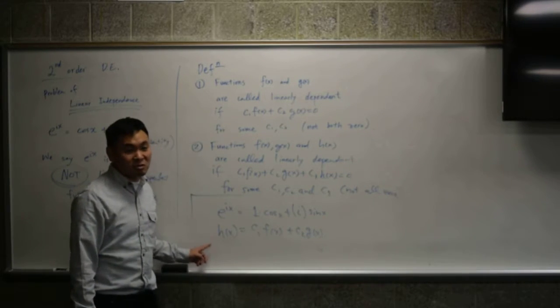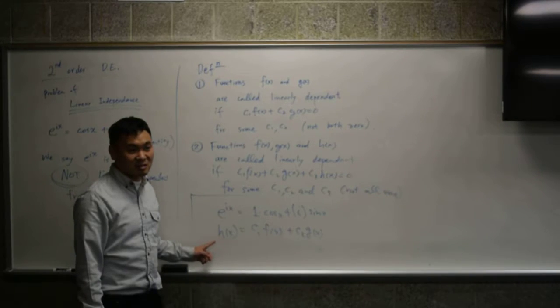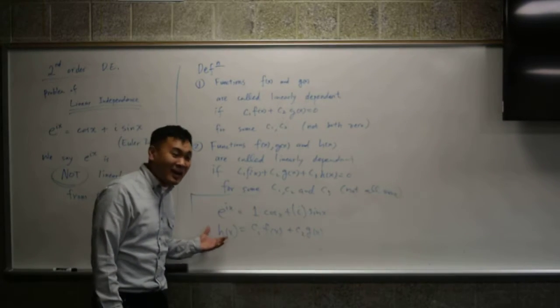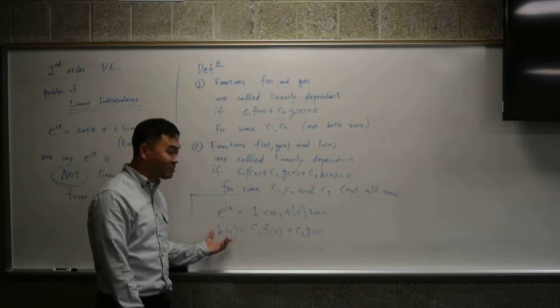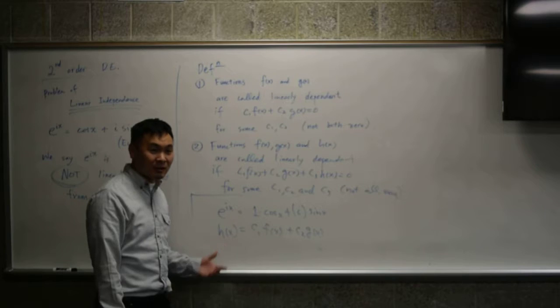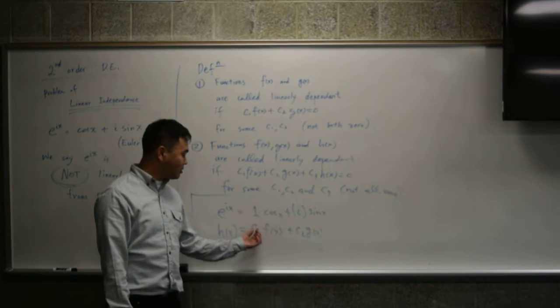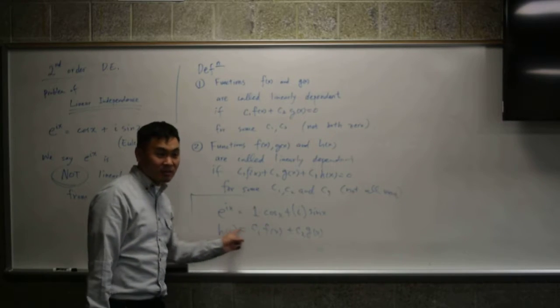If this happens, is that good or bad? I think you still don't get it. It's bad. It's bad, right? It's bad because this is nothing new. It's dependent on the other one. You want to say that this is bad, okay? So h of x is this. See, this is the thing that we want to say is linearly dependent, okay?